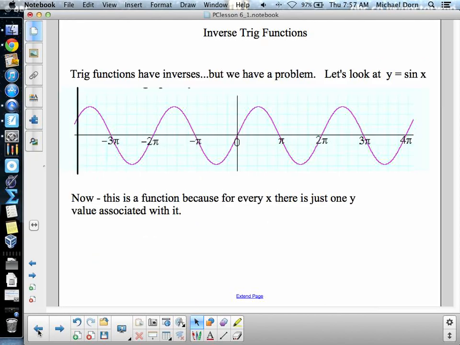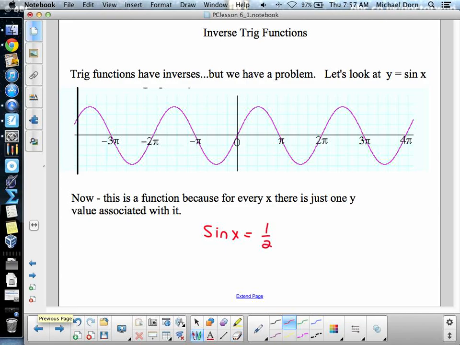Because, let's say, for example, sine of x equals 1/2. Sorry, sine of x equals 1/2. Well, I've got a solution here, here, one here, got one there, got one there. You get the idea, right? So if I do the sine inverse of 1/2 and I want to get back to x, which x is it going to be? Which one of these values am I going to choose?